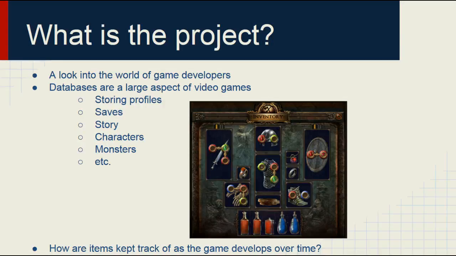Before I even get into that, this project really takes a look into the world of game developers. It also takes a look at databases and how they interact with video games. So here's some major things that databases do in video games, which are storing character profiles, saves, storyline of a game, created characters, monsters, etc. So how are items kept track of as a game develops over time, you may ask? Well, it's not that complicated.